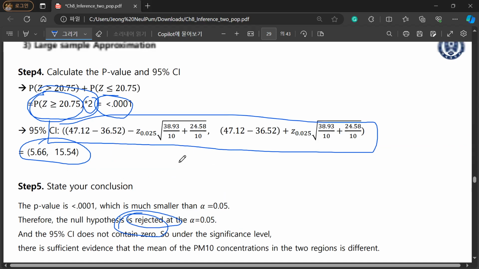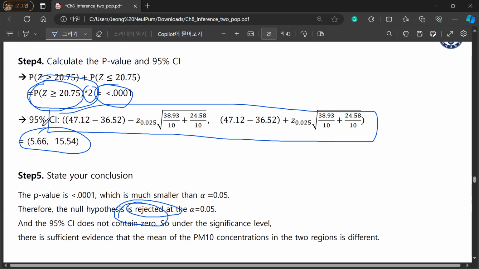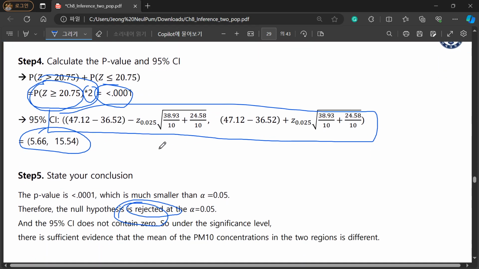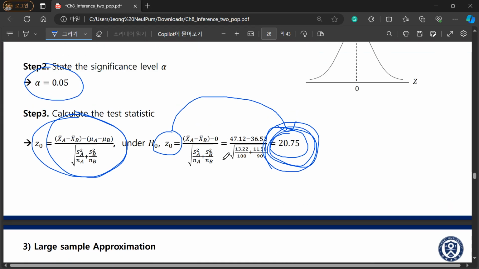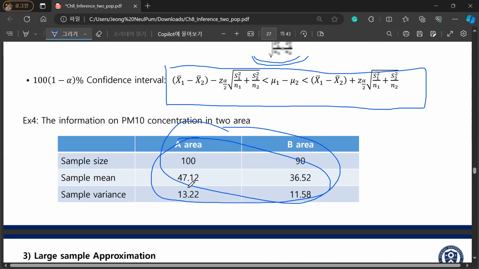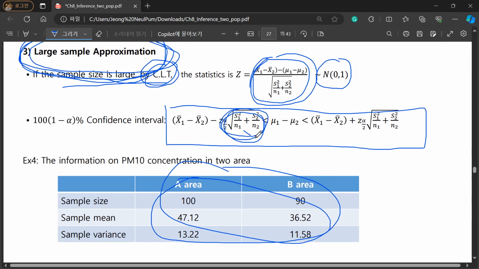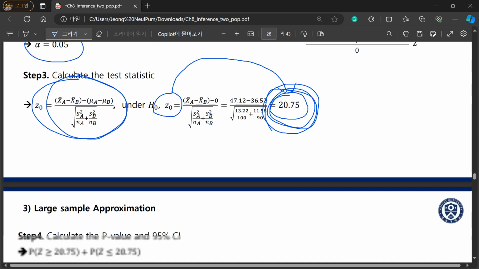Oh yeah, so I think my code is correct, and the material has a typo. When we construct our confidence interval, we use this formula, and N1 is 100 here, and N2 is 90 here, and S1 squared is here, and S2 squared is here, 1311. So it is the same as this one.